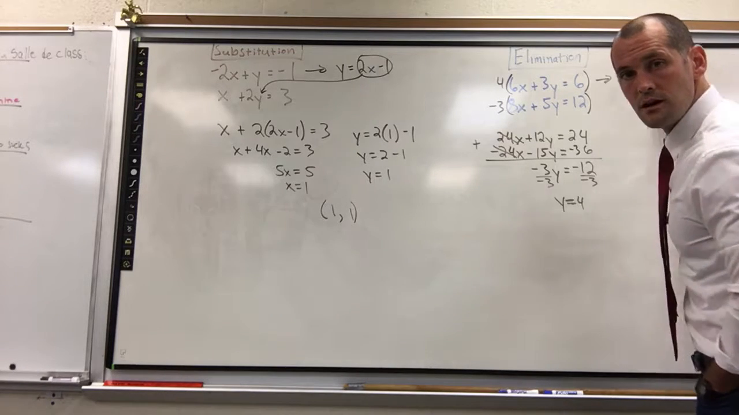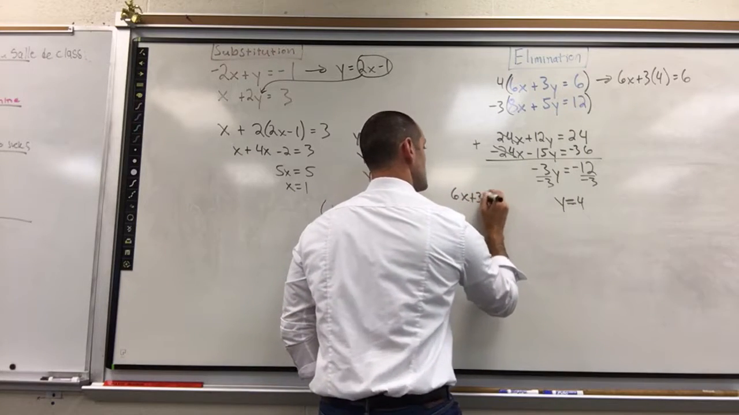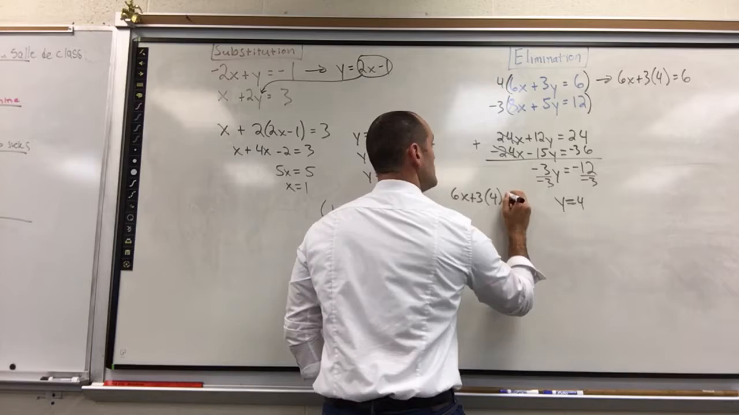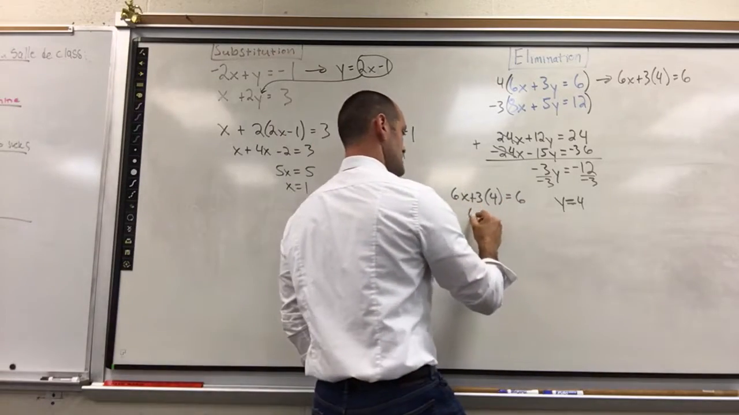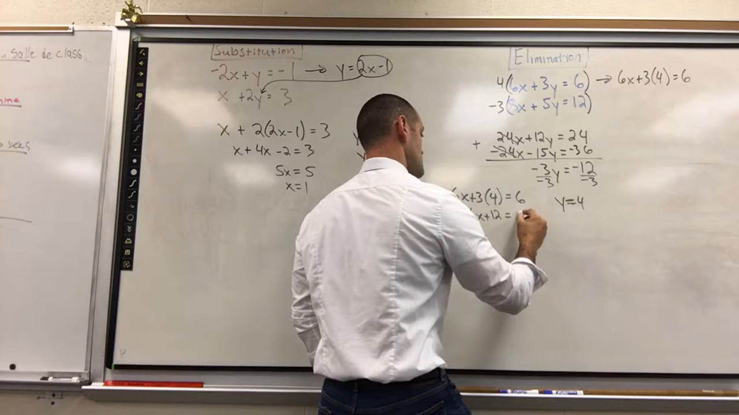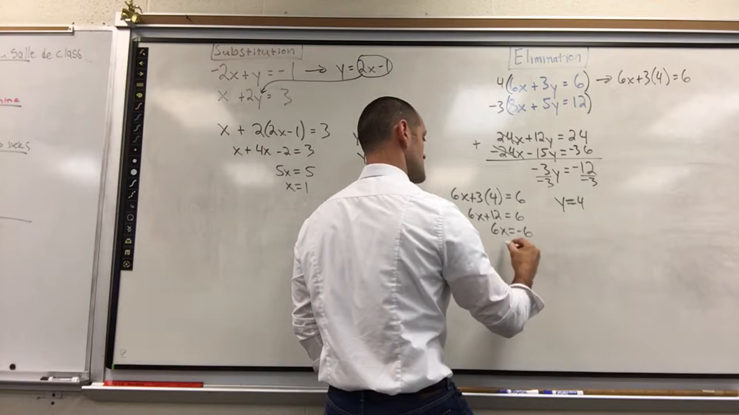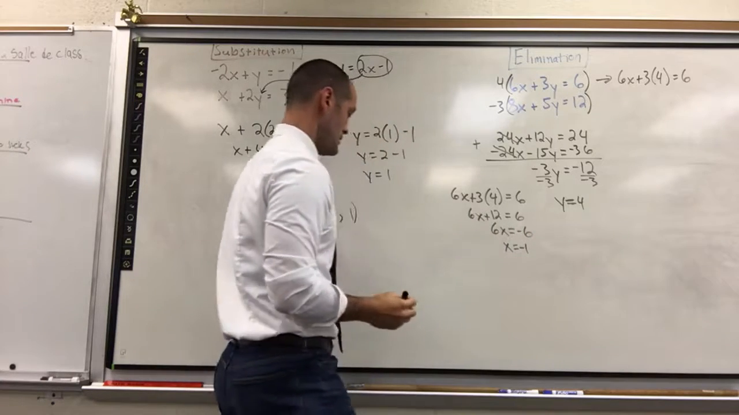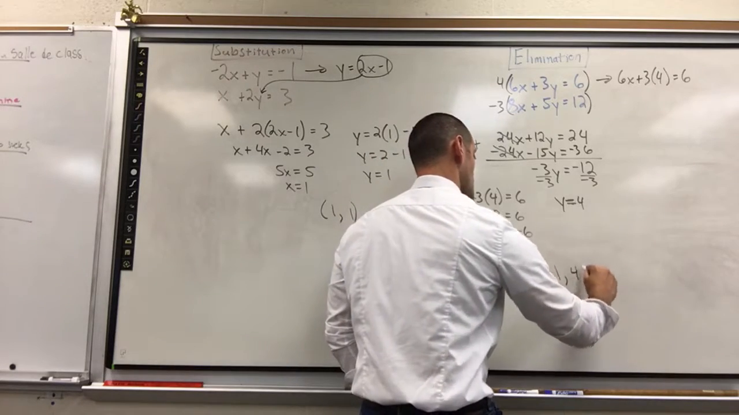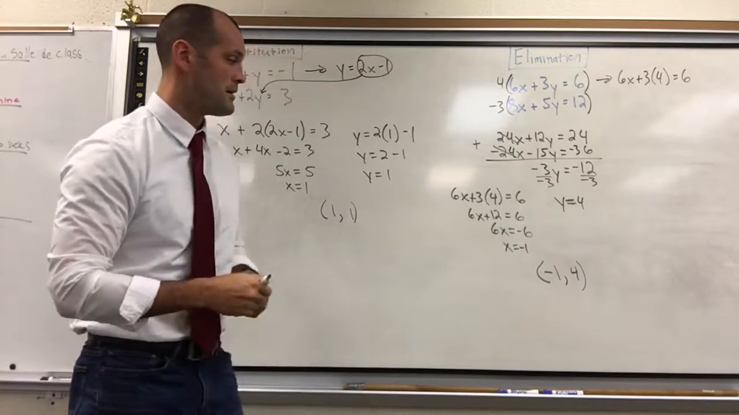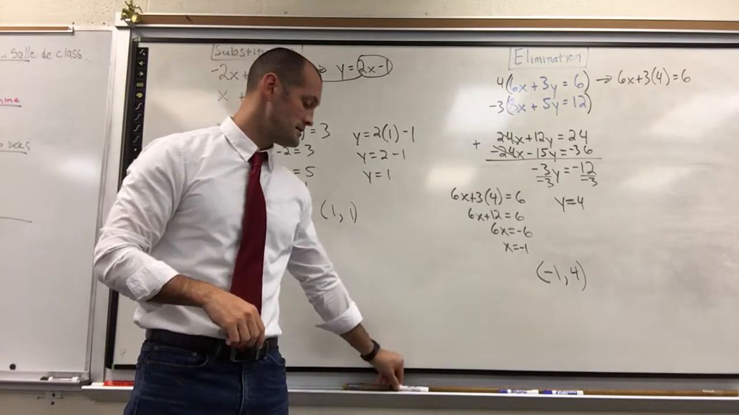You still see it? Oh, we can't see, so I should probably do it over here. 6x plus 3 times y equals 6. That's a little better. We get 6x plus 12 equals 6. Subtract the 12. 6x equals negative 6. So x equals negative 1. So my final solution would be negative 1, 4. And you'll notice again we have a coordinate pair. That is a solution. So this will be classified as consistent independent.